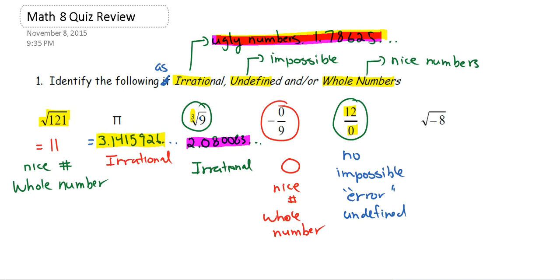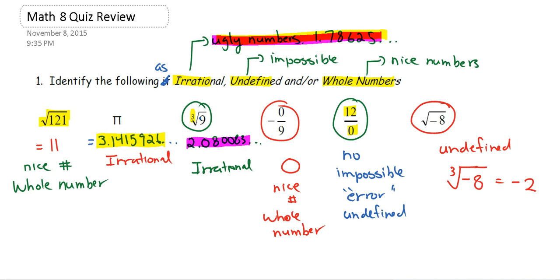Okay. And can you take the square root of a negative number? And the answer is no, you cannot. This is also an undefined situation. You can never take the square root of a negative number. However, you can take the cube root of a negative number. So if I asked you what is the cube root of negative 8, this is simply going to be negative 2. Okay, and why is it negative 2?